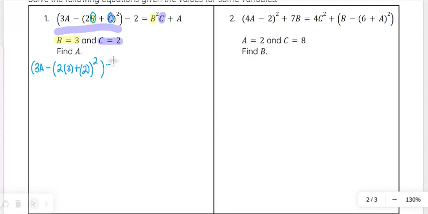And then we still have minus 2 equals, and then b squared. So we're going to do 3 squared. And again, you can put parentheses or not. And then c will be 2, and then plus a. And we don't know what a is.